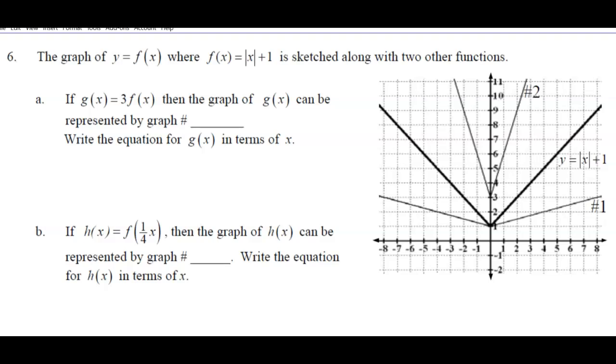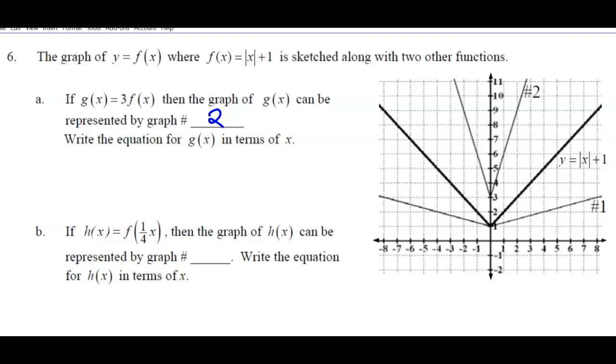So think about it: if we've got 3 times f of x, that's a vertical stretch by a factor of 3. Here's your original. Your y value is 1. Always go to the y-intercept. It's the easiest point, and it happens to be the vertex, so also a good point to look at. The y value is 1. If we multiply 1 by 3, we get 3. Kind of obvious what it is. So this is graph number 2. You don't even have to check the other one.